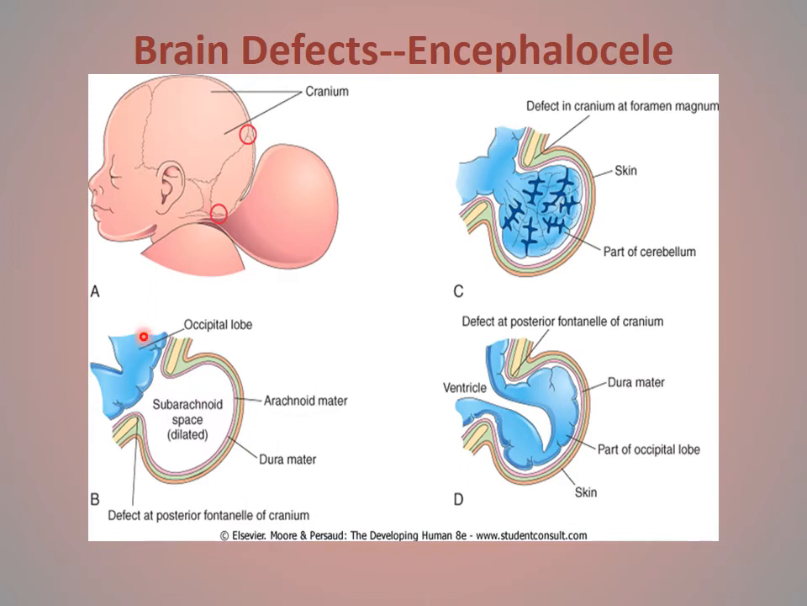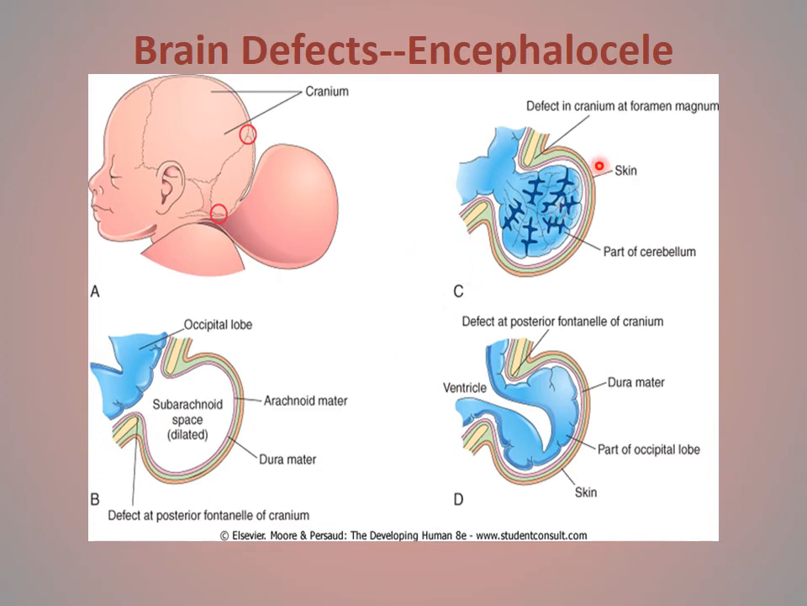For example, this is the diagram showing you the different varieties of the encephalocele. An encephalocele results from the non-closure of the anterior neuropore. So as a result, there is the herniation of the brain tissue outside. With or without the brain tissue, there is a herniation, and there are different varieties.